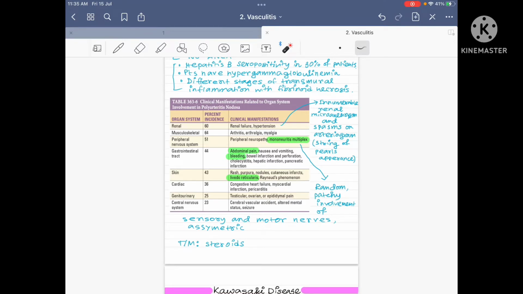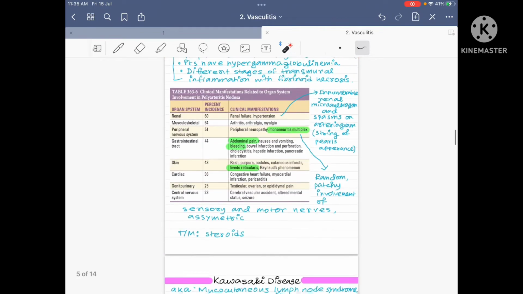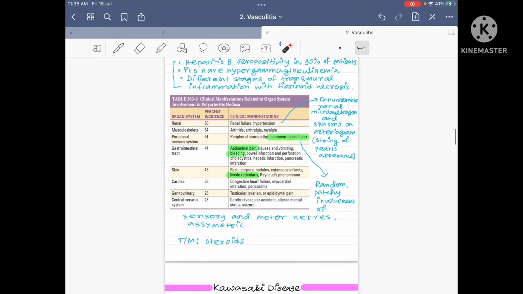And in skin, there is livedo reticularis. This is also an image based question. It can be asked which vasculitis is associated with livedo reticularis: PAN. And cardiac involvement, CNS. You don't remember the whole table, just remember the important points.